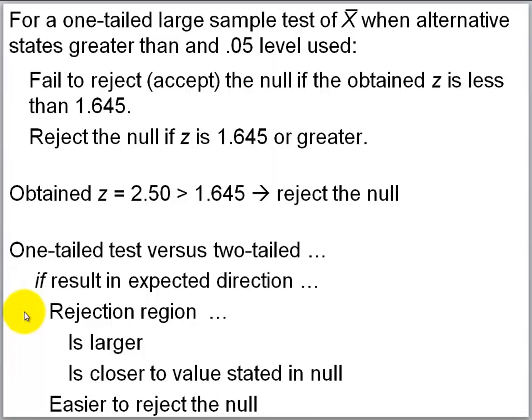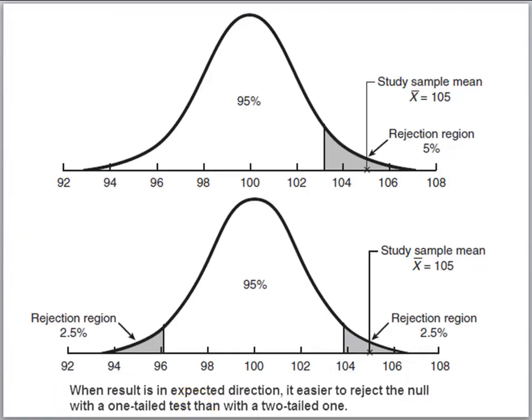Now then, the rejection region for a one-tailed test focusing on the direction of expectations is larger than that in a two-tailed test, and it's closer to the value stated in the null, so that if the result is indeed in the expected direction, it's going to be easier to reject the null with a one-tailed test than with a two-tailed test. So here is a visual comparison for our example with the one-tailed test and the two-tailed test.